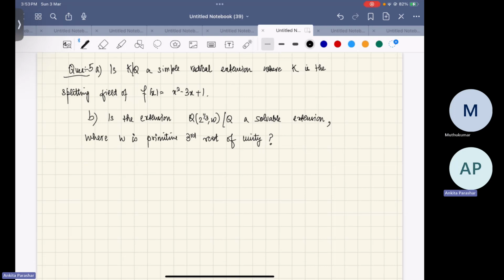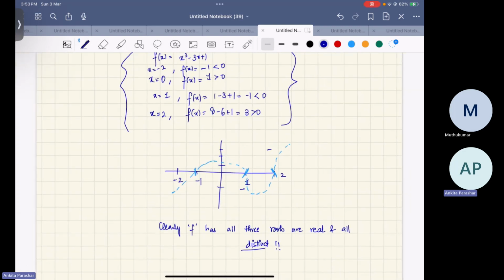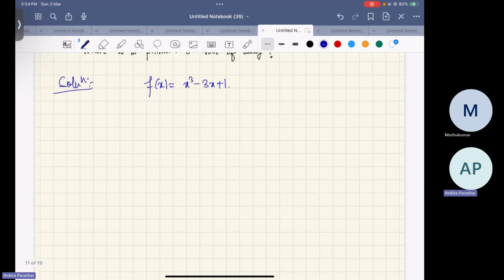It's a very nice thing about this polynomial. Okay, let's discuss first. Let me try to explain. If we have f(x) to be x cube minus 3x plus 1, how do we see it has three real roots?